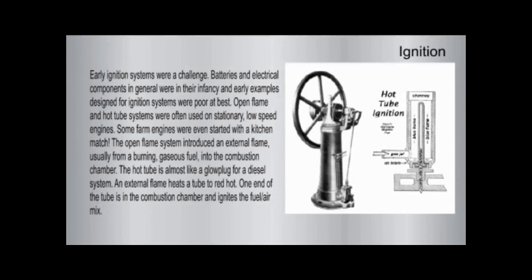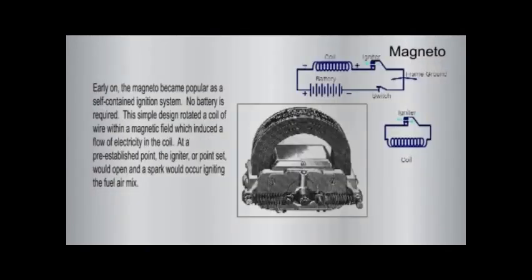The hot tube is almost like a glow plug for a diesel system. An external flame heats a tube to red hot. One end of the tube is in the combustion chamber and ignites the fuel-air mix. Early on, the magneto became popular as a self-contained ignition system. No battery is required. This simple design rotated a coil of wire within a magnetic field, which induced a flow of electricity in the coil. At a pre-established point, the igniter, or point set, would open and a spark would occur, igniting the fuel-air mix.